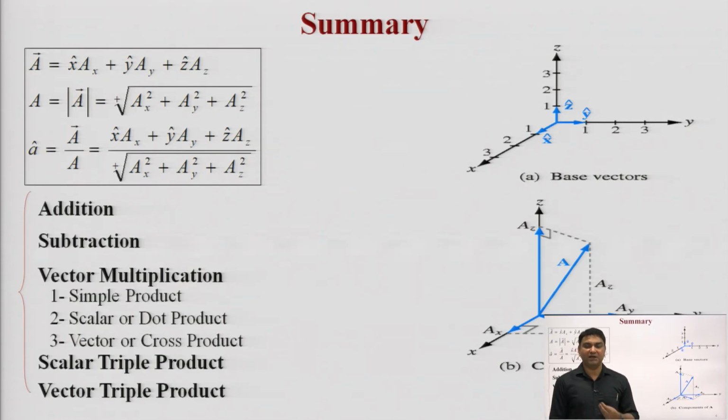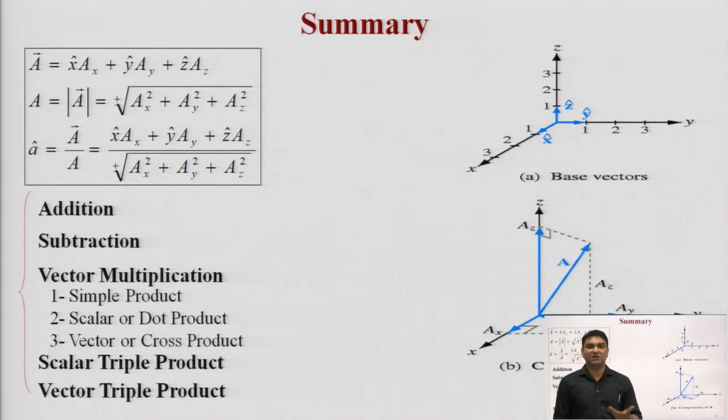When we define the magnitude of this vector A, it is given as mod A equals the square root of a_x squared plus a_y squared plus a_z squared. And when we define the direction of this vector A in terms of unit vector a, it is given as vector A upon mod A, which is equal to x a_x + y a_y + z a_z upon the square root of a_x squared plus a_y squared plus a_z squared.